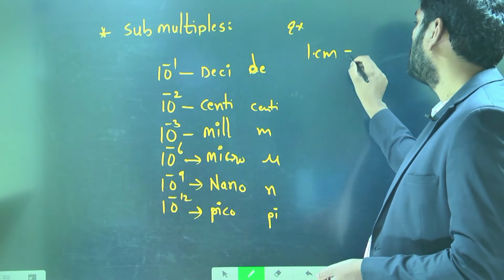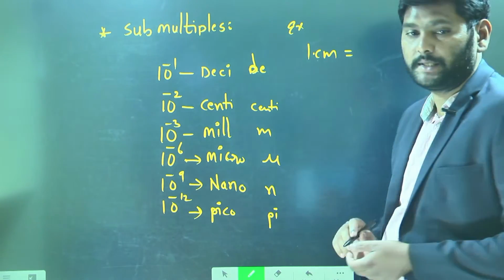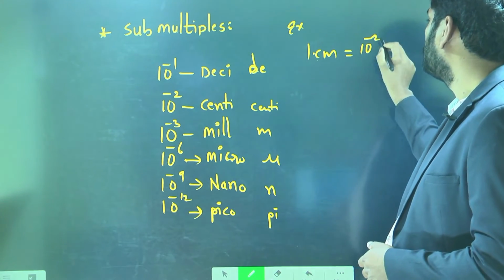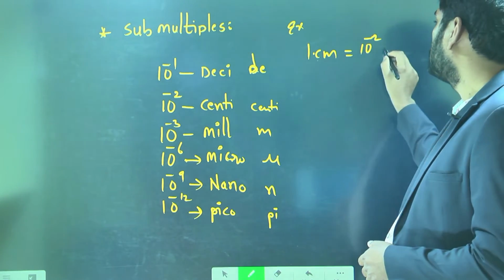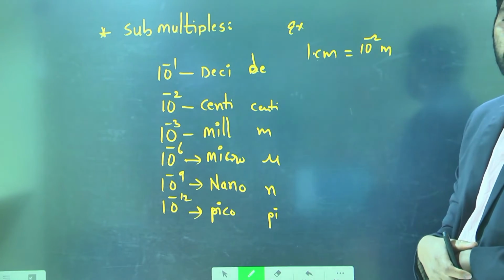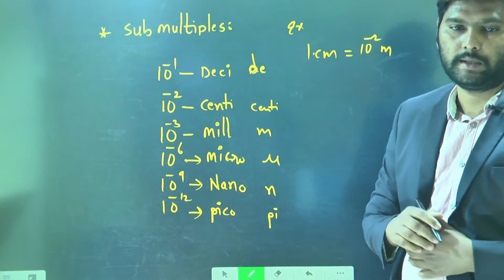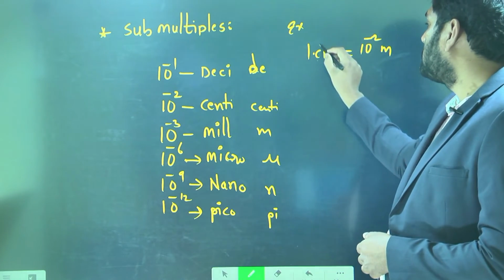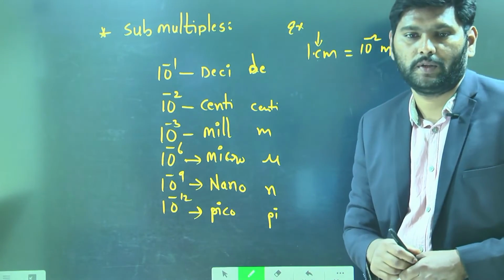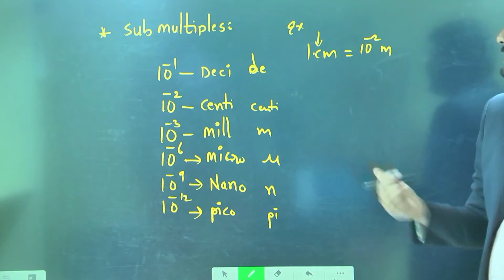1 cm is equal to, you know, C stands for centi. Centi means 10 power minus 2. So 10 power minus 2 meters is equal to how many centimeters? 1 centimeter. That way this submultiple is helping you to express the units.